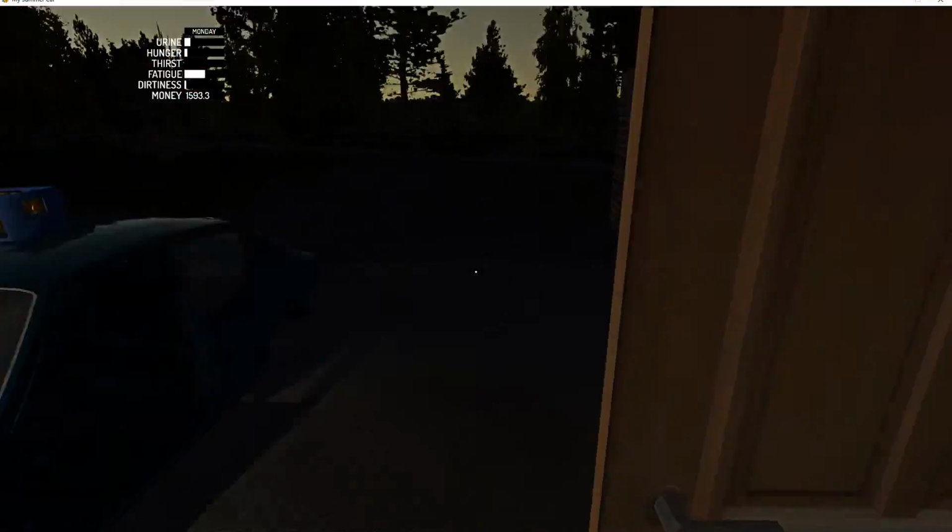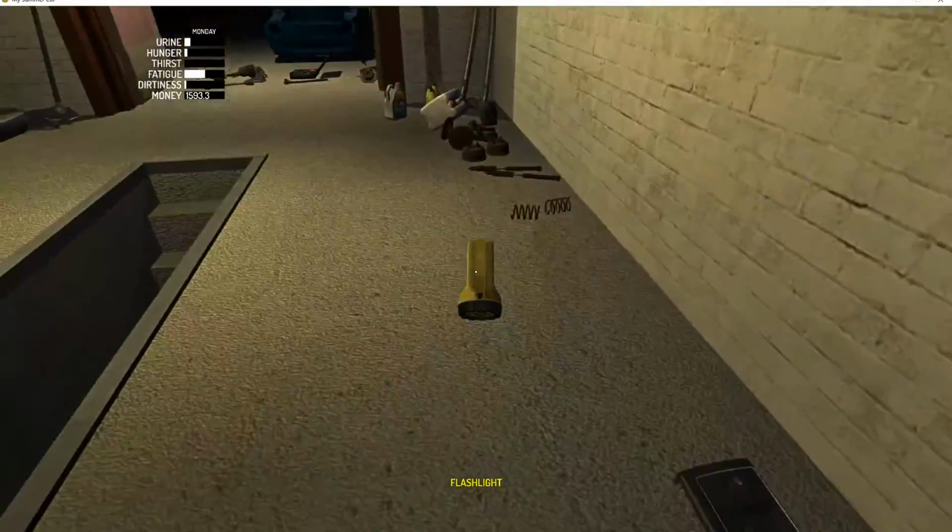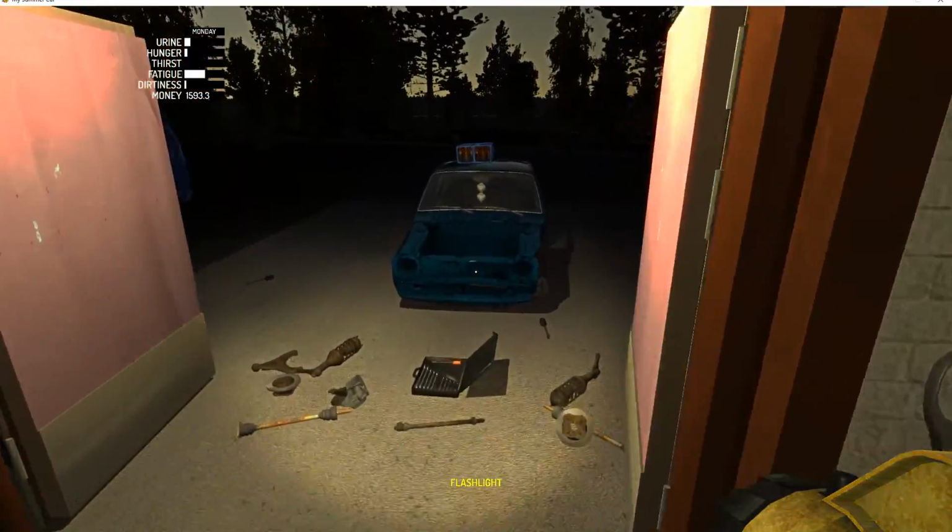Alright, and man, it's dark. It is dark. You have a flashlight. Don't be afraid to work in the dark like I initially was.